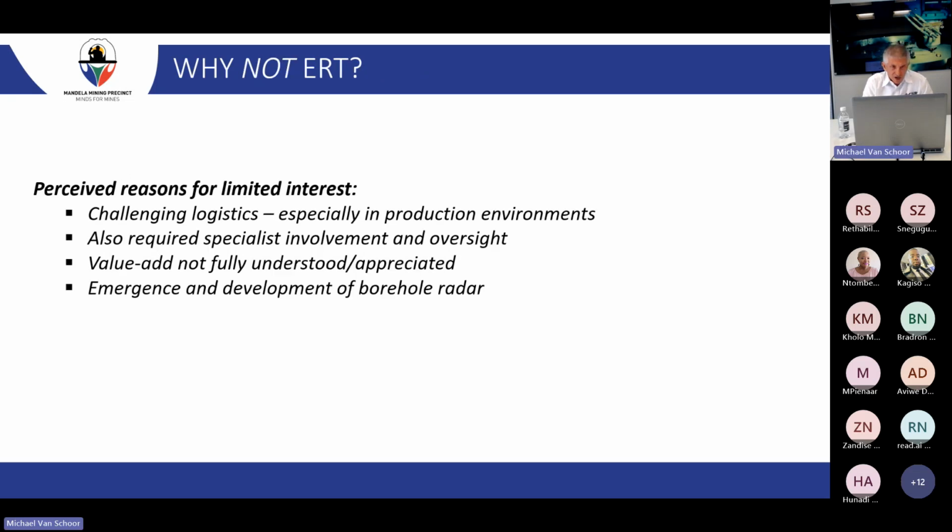Now, in terms of why people didn't really want to adopt or embrace ERT, it's always had challenging logistics. It's not like your GPR where you can carry your system in a backpack. It involves quite a lot of cabling and electrodes. And especially in your production environments, that presents a problem, because just setting up your whole survey area takes a few hours, and it's often not possible to have that type of access to mining sites. It does require specialist involvement and oversight.